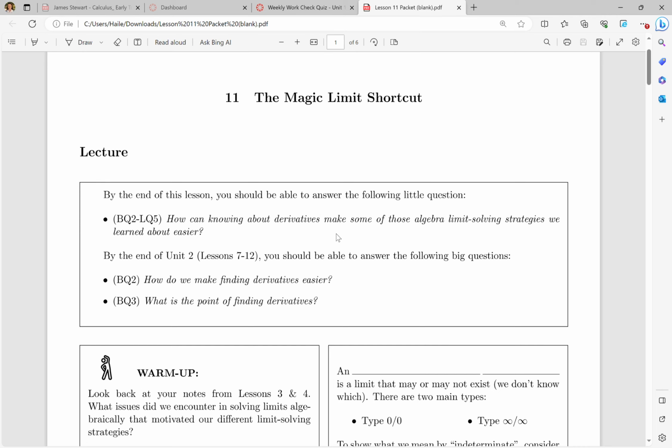In this video, we're going to talk about the magic limit shortcut, otherwise known as L'Hopital's rule. By the end of this lesson, you should be able to answer the following little question. How can knowing about derivatives make some of those algebra limit solving strategies we learned about easier?